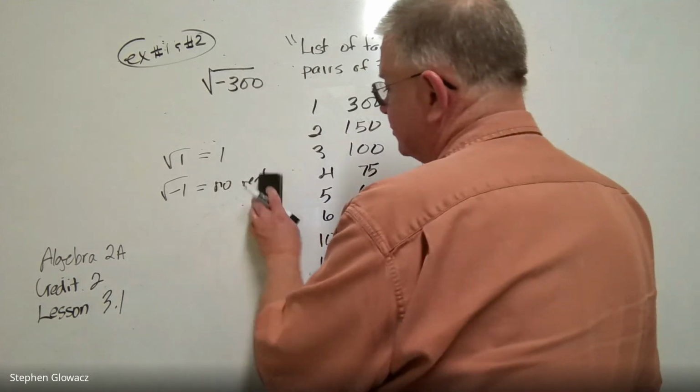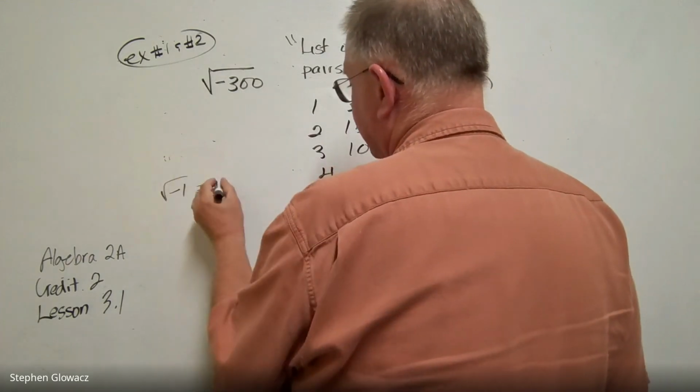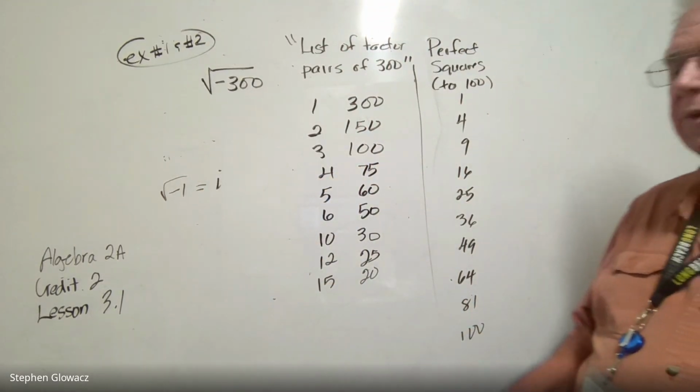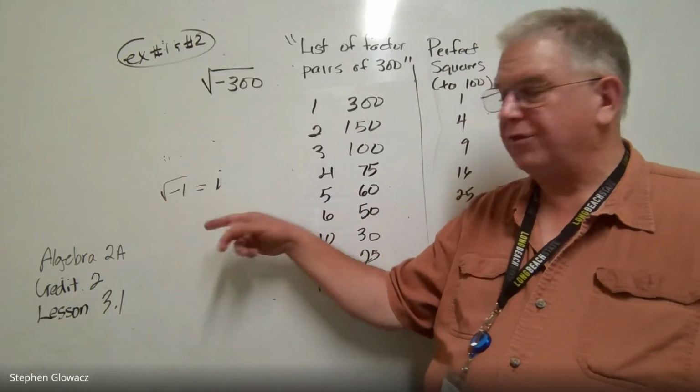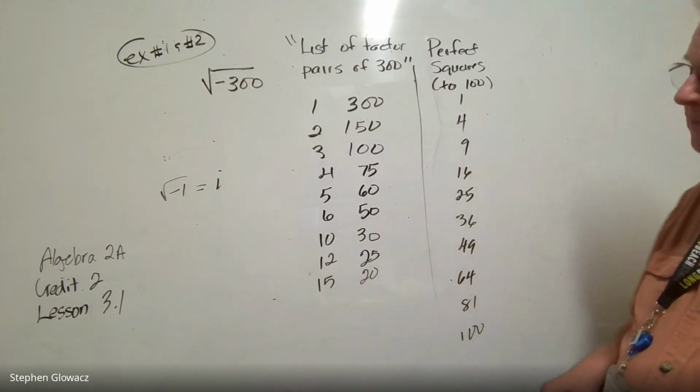And so this is where the concept of imaginary numbers comes in. What we're going to use to represent the square root of negative 1 is i. And so wherever we see a square root of negative 1, or wherever we can create a square root of negative 1 through factoring, we're going to substitute in i.